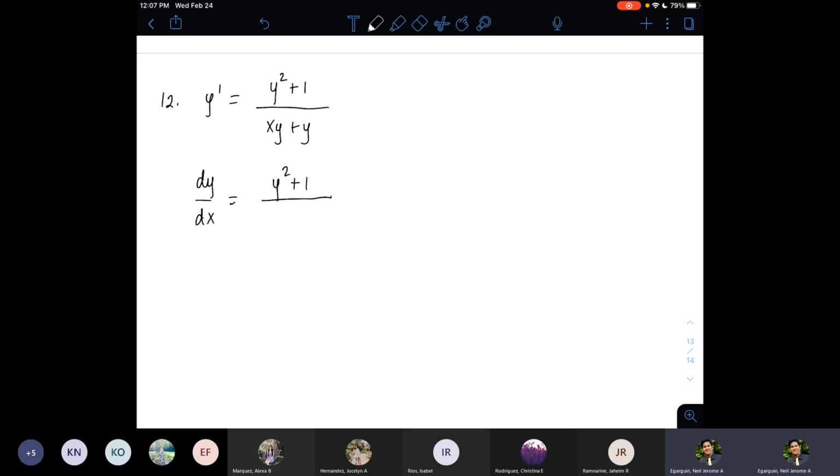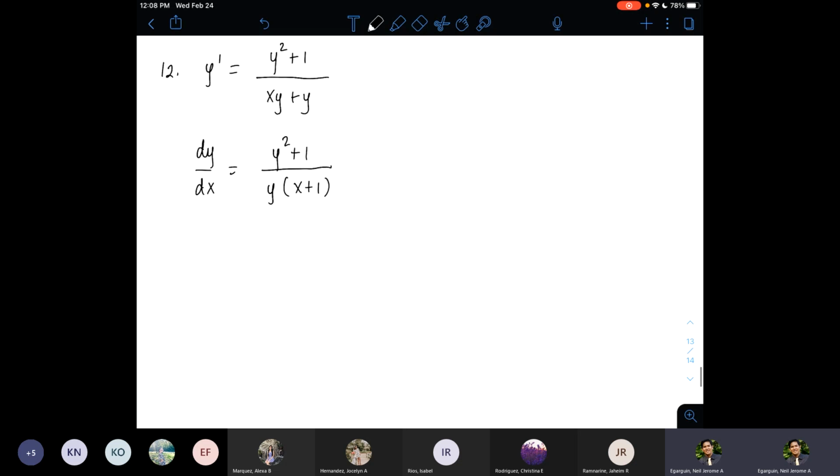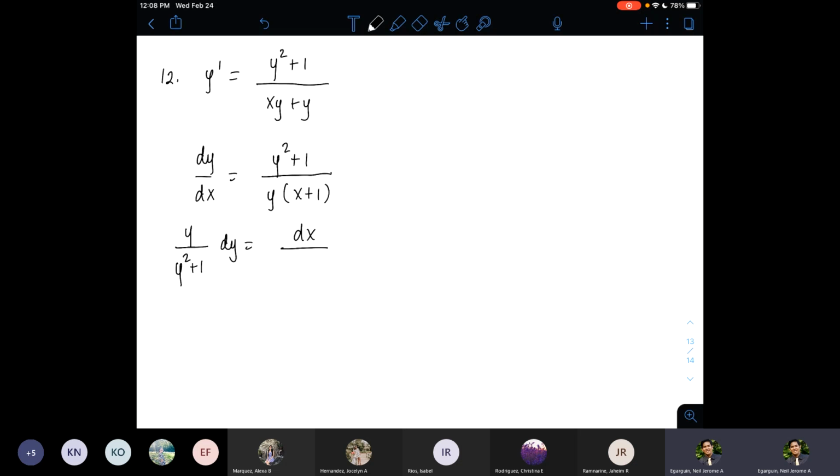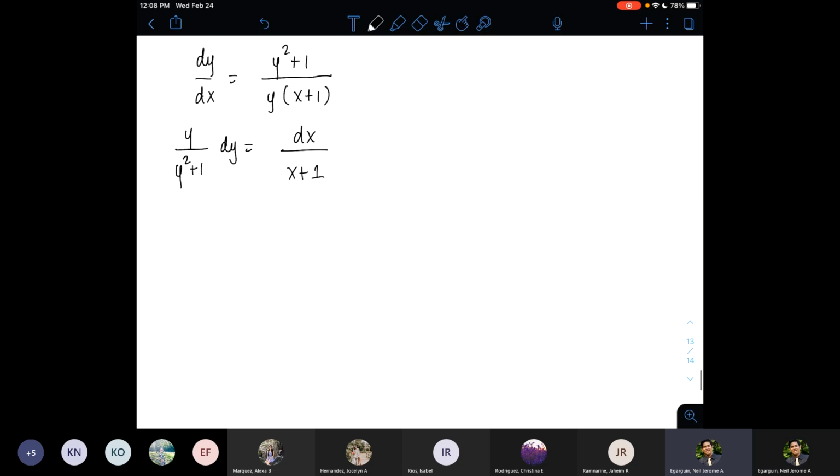Look at the denominator. In the first term there, x and y are mixed together. So I'll try to factor one of them out. But if you look at the second term, it has a y. So I can factor out the common y in the denominator and have y times x plus 1, which is good, because now I can manipulate this equation to have this separated form. I'll have y over y squared plus 1 dy equals dx over x plus 1.